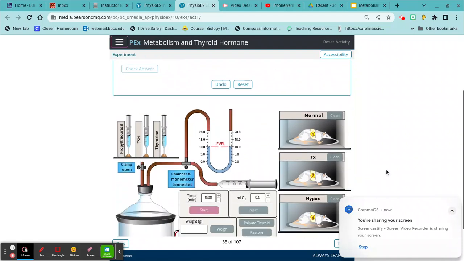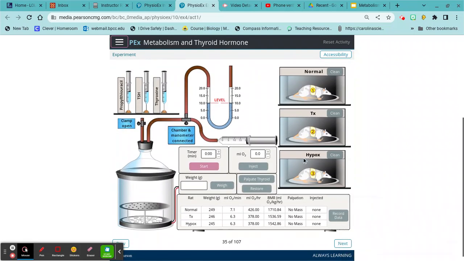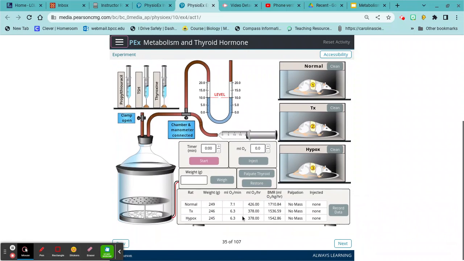Okay, so I just went back through it to make sure we got all of our data points. Sorry about that. So here we have it.